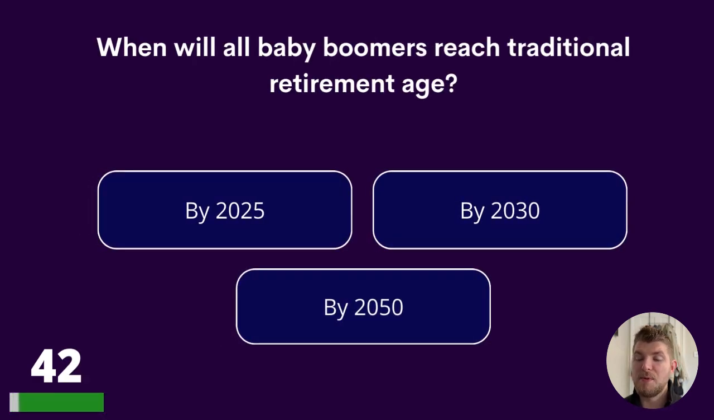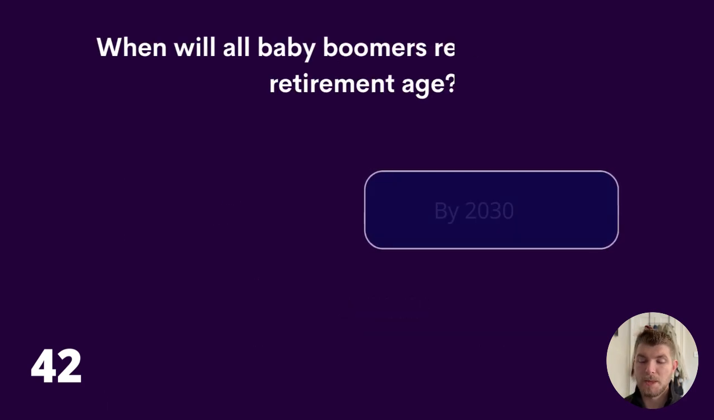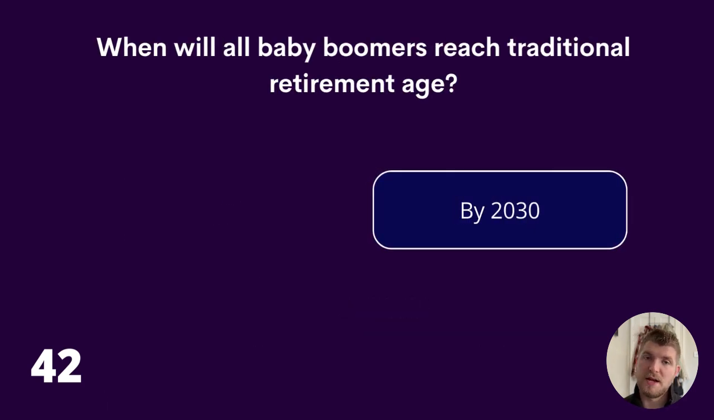42. When will all baby boomers reach traditional retirement age? By 2025, by 2030, or by 2050? The answer is by 2030.